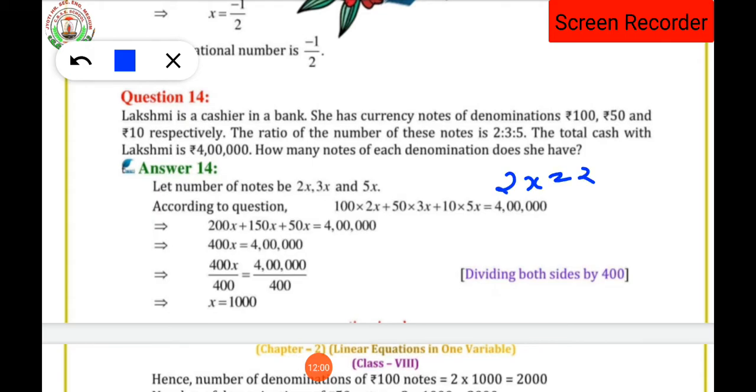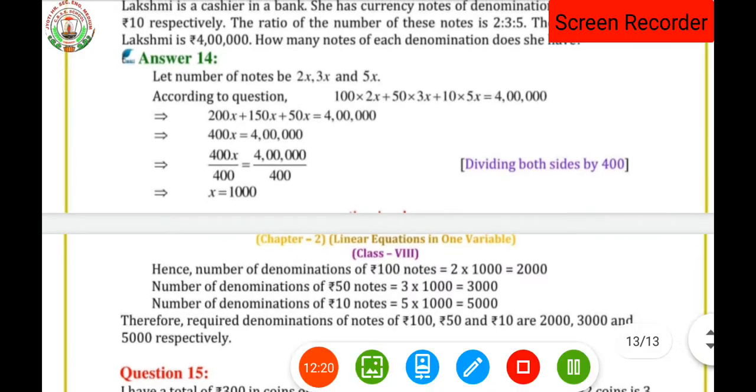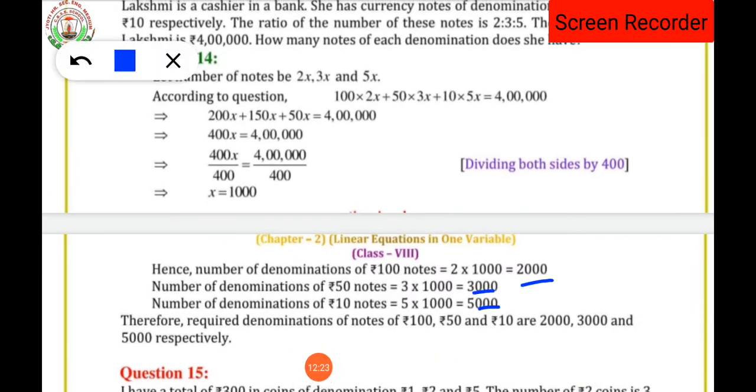So 2 into 1000 will be how much? It will be 2000. Clear? Next is 3x. So 3 into 1000 will be 3000. Okay. And in the same way 5x is there. So 5 into 1000 will be 5000. So the money we got is 2000, 3000 and 5000 respectively. The required denominations of notes of rupees 100, rupees 50 and rupees 10 are 2000, 3000 and 5000 respectively. So here we have completed question number 14.